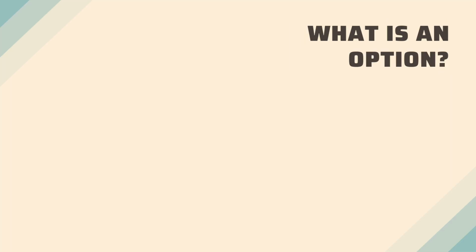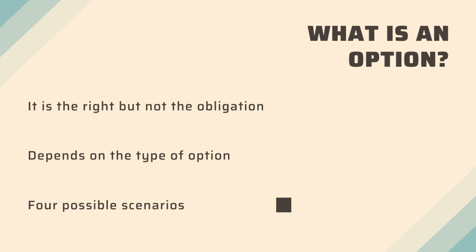Let's start with the basics. What is an option? An option is the right but not the obligation to buy or sell an underlying asset for a specific price on or before a specific time. The specific price is called exercise price or strike price, and the specific time is called the expiration date.